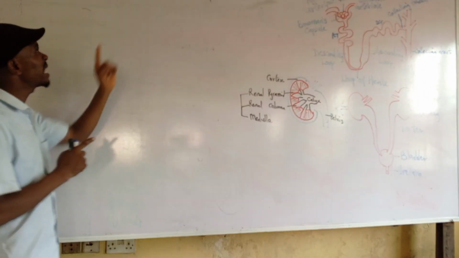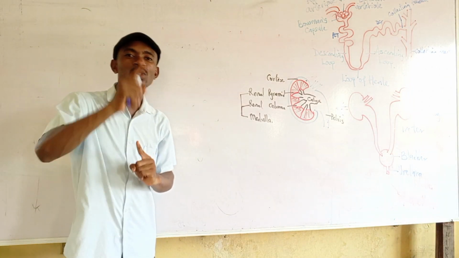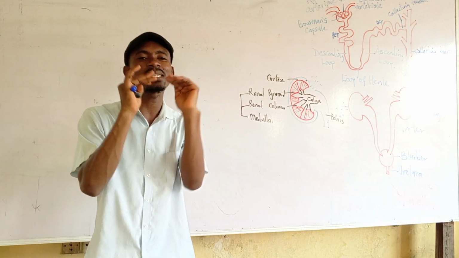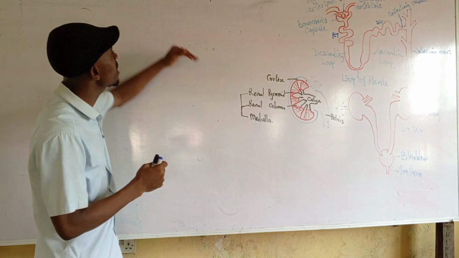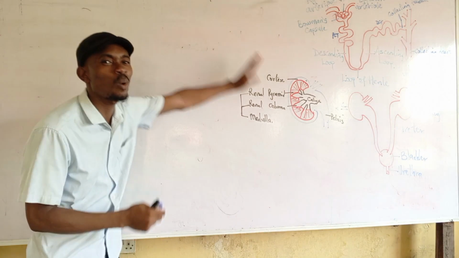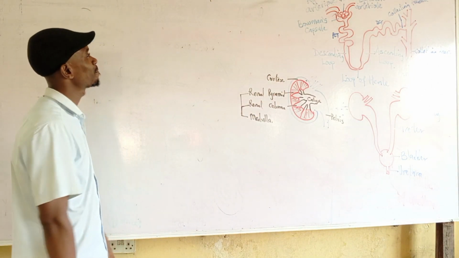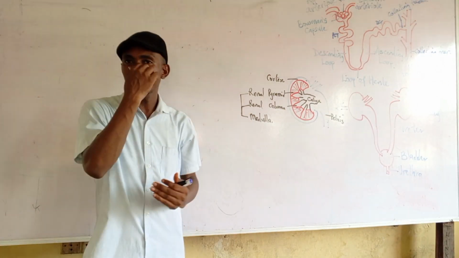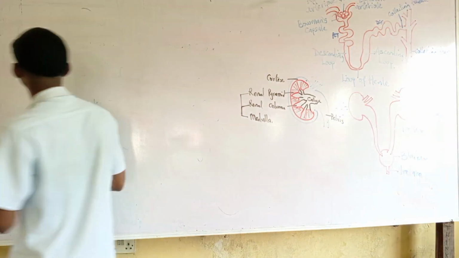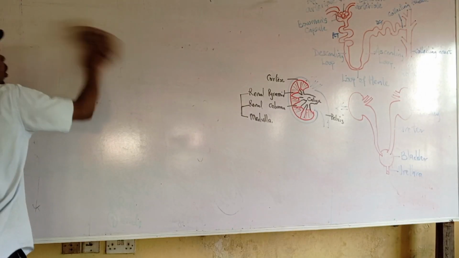So the essence of excretory system is one, to get rid of waste. Two, to maintain a state of homeostasis. For example, if there is a balance between salt and water, which is the work of the kidney. Alright, so that's the essence of excretion. Then let's now see the excretory organs of some selected organisms.